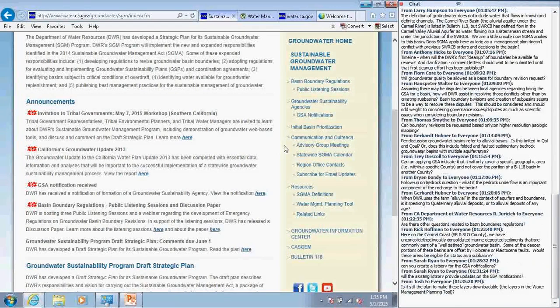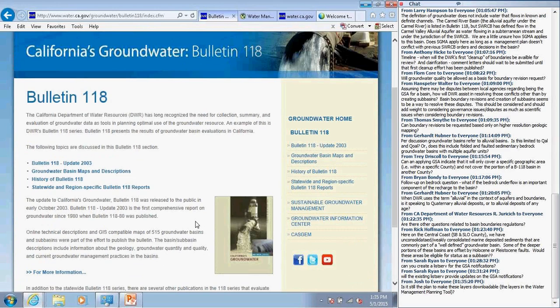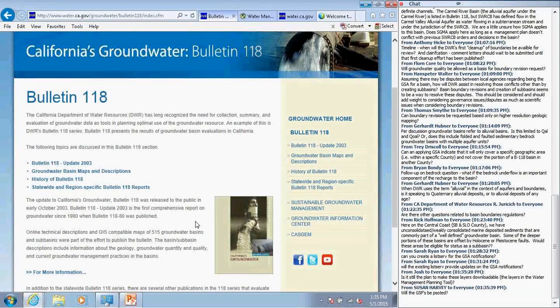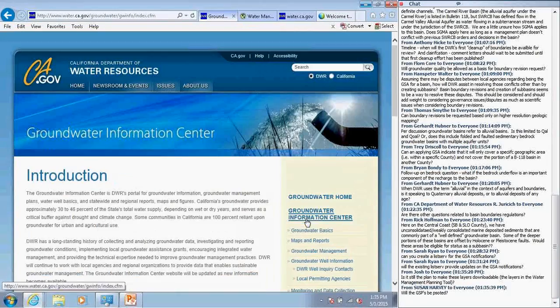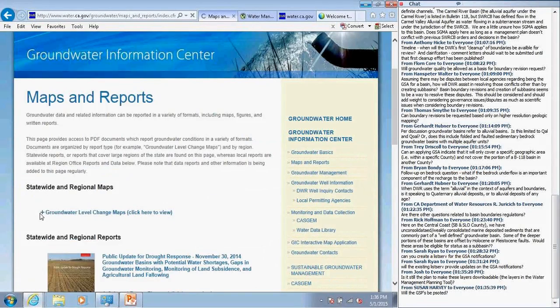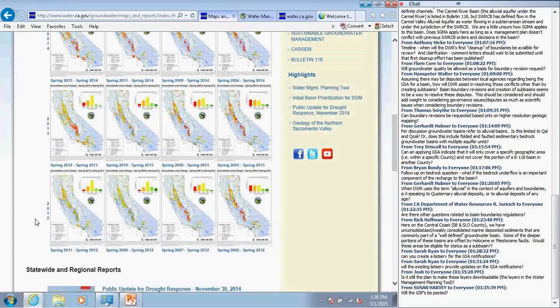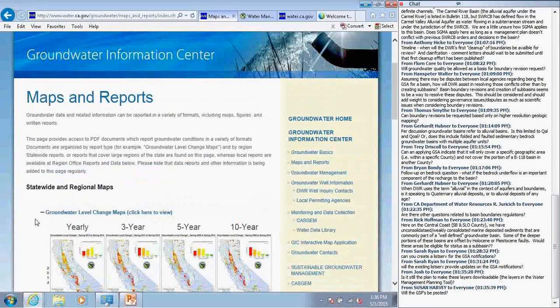Interesting links. There was a lot of discussion on basin prioritization. There's a link to the initial basin prioritization, communication and outreach. The Bulletin 118 current version, there is a whole web page based on the Bulletin 118 with all these basin descriptions and a link to the actual PDF version of the report. Another good source of information is the Groundwater Information Center. This has a number of useful links, groundwater basics, maps and reports. Another for local agencies to use as you form GSAs and start to think about your groundwater sustainability plan.